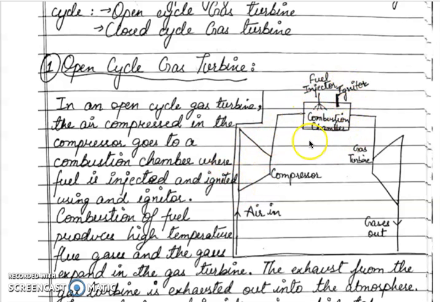is taken to the combustion chamber where the fuel is injected and the ignition is done with the help of an igniter. The fuel and air combinedly burn and then the temperature of the flue gases rises.